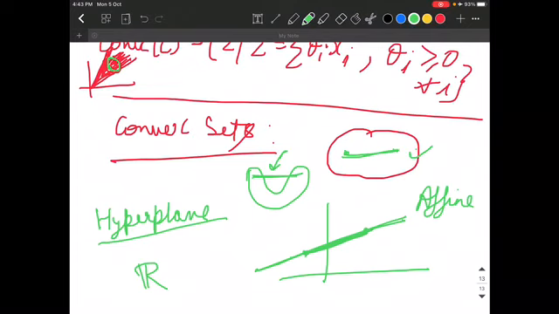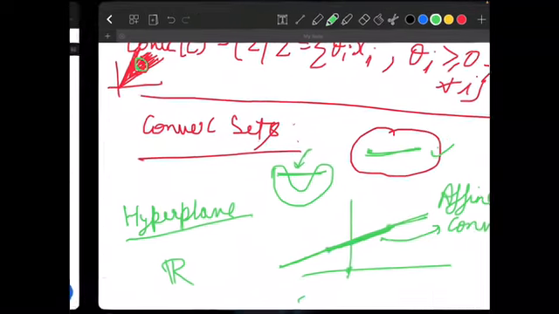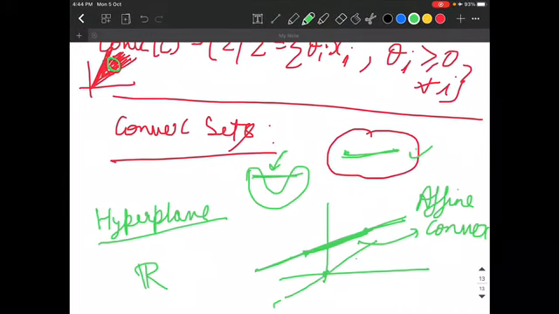So this is also convex. Any affine set is also convex. Is this a cone? It's an easy check: if the origin doesn't lie on the hyperplane, then this is not a cone. But if the origin lies on the hyperplane, then this is a cone.